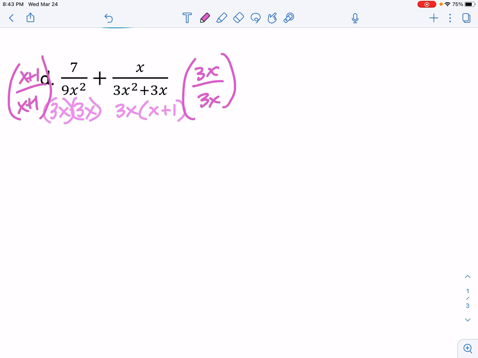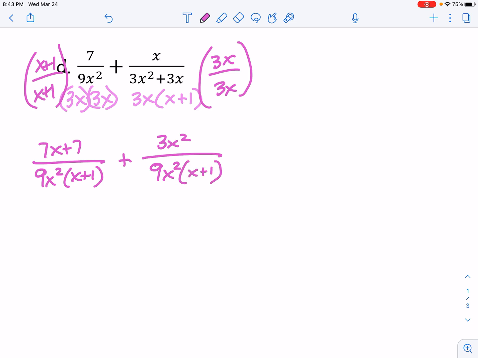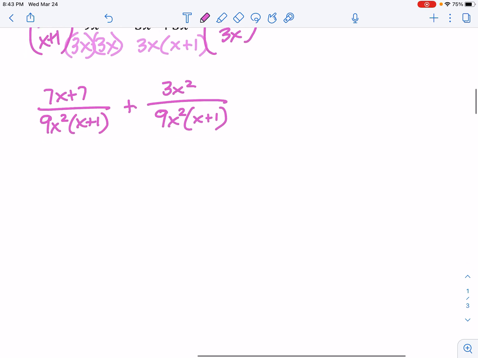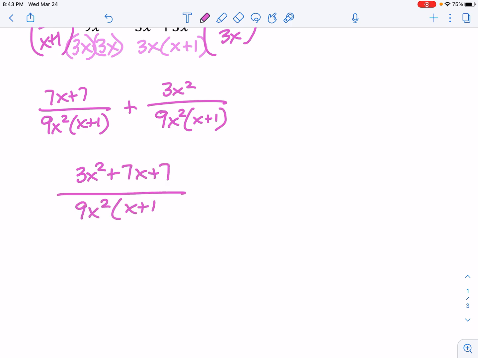Okay, so now I have a numerator of 7x plus 7 over the 9x squared, really, times x plus 1, plus 3x squared over the 9x squared times x plus 1. And so I want to combine my numerators now that the common denominators are there. So this is going to be 3x squared plus 7x plus 7 over 9x squared times x plus 1.